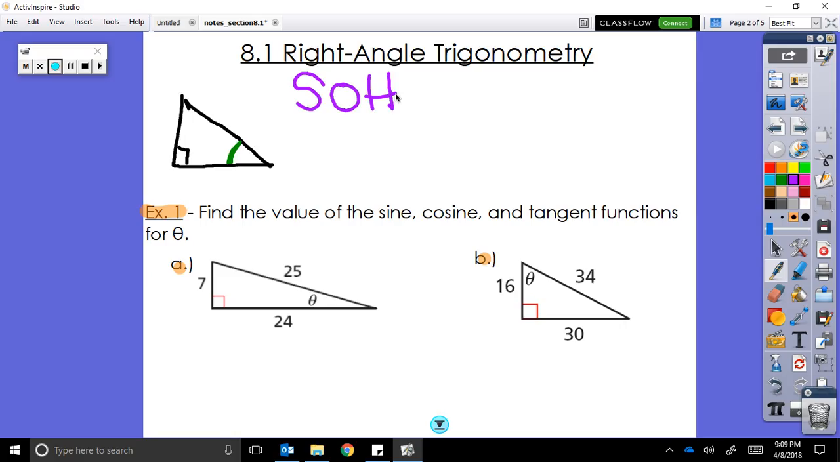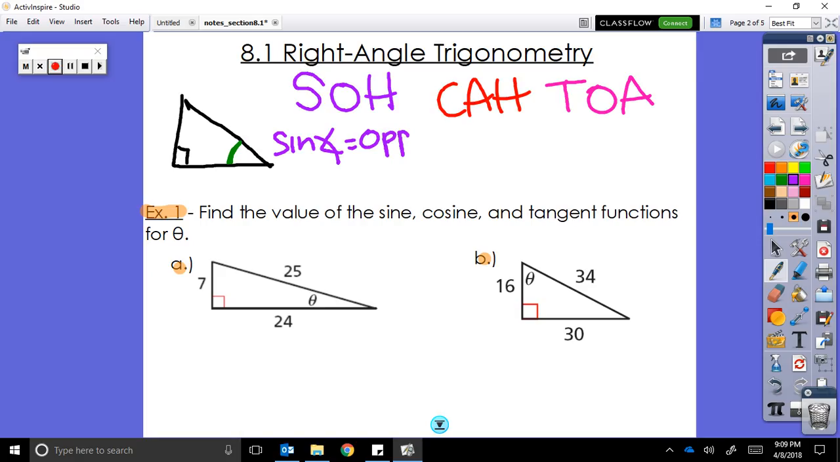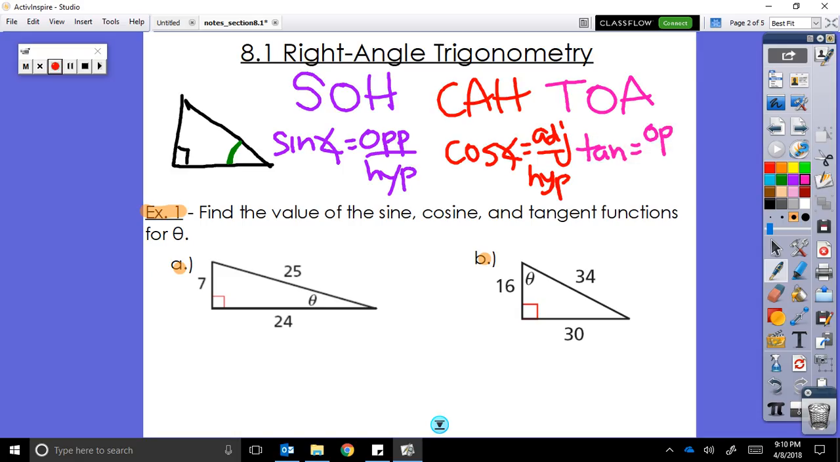SOH CAH TOA. So what does that stand for? I hope you remember this. Sine of our angle is equal to opposite over hypotenuse. Cosine of our angle is equal to adjacent over hypotenuse. And lastly, tangent is equal to opposite over adjacent.